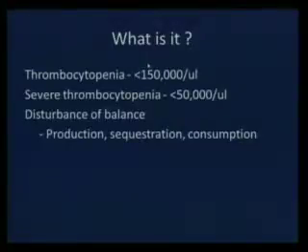So this is common knowledge. You guys know what thrombocytopenia is: less than 150,000 per microliter. Severe thrombocytopenia is less than 50,000 per microliter. And, like I said, disturbance of the balance of production, sequestration, and consumption.